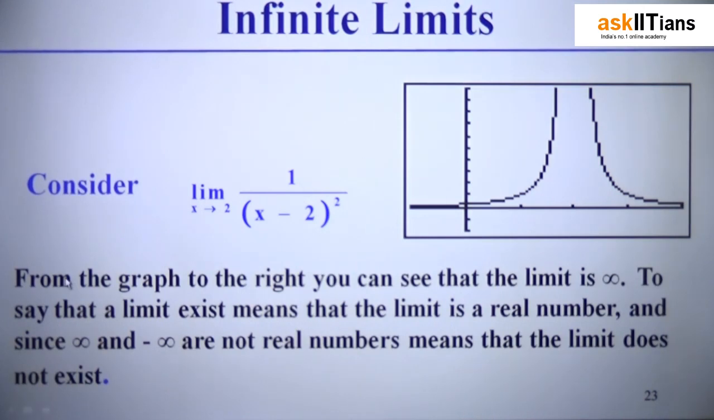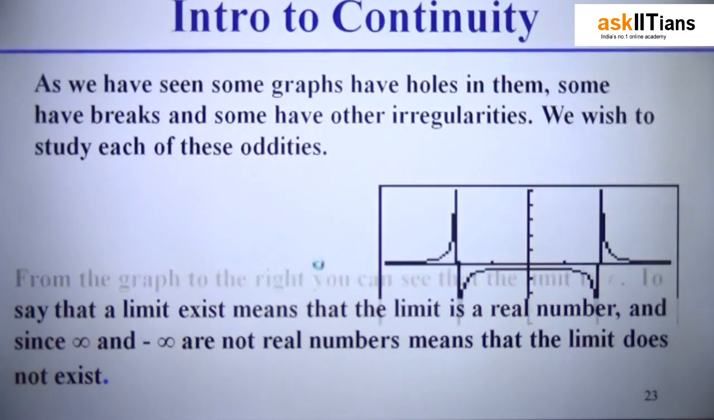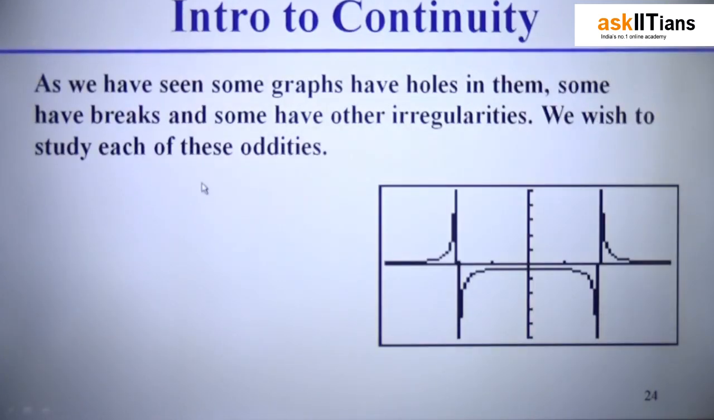And you can see that I have put it into a statement form, that from the graph to the right you can see that the limit is positive infinity. To say that a limit exists means that the limit is a real number, and since minus infinity and infinity are not real numbers, this infers that the limit is not existing. As of now, in the previous parts, we have seen the methods to find limits, infinite limits, and the basic definition of limits.